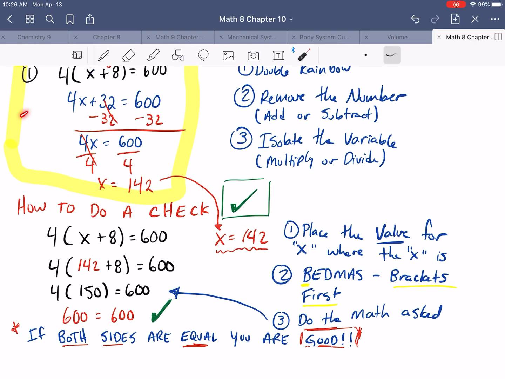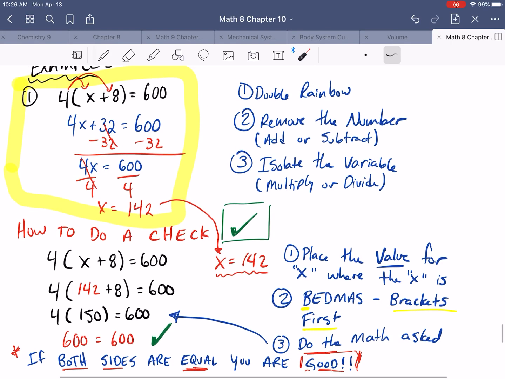Looking at this problem up here, we solved that x equals 142. Well, what does that mean? It means that wherever you see the letter x in this particular equation, you need to insert the number 142, and that's what we're going to do. So place the value for the x where the x is. You'll notice I wrote the equation nicely out again, and then where I saw this x, I put my answer.